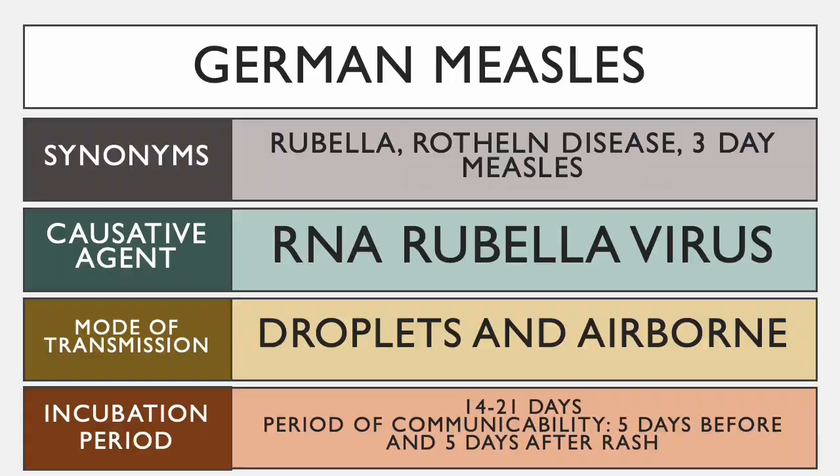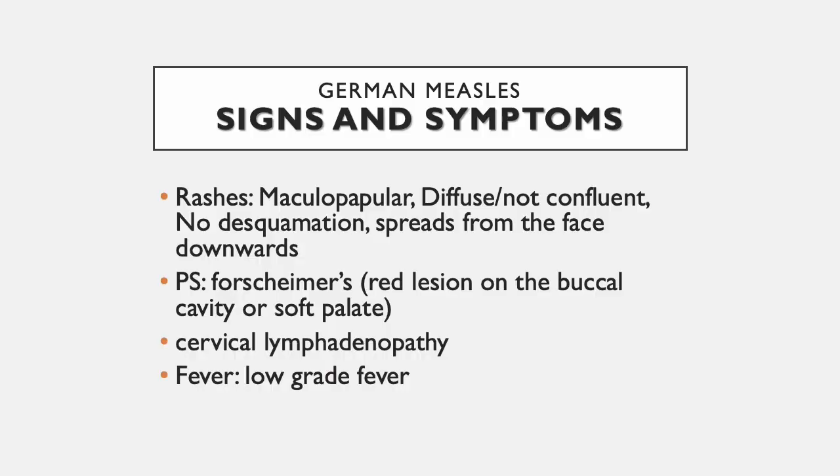Okay? So, the signs and symptoms of measles would include, it's quite the same as measles, pero ang differences nila, okay, pareho silang maculopapular, pero ang German measles, diffuse siya, kalat siya. It's not confluent, di siya sanib-sanib, kalat siya. There is also no desquamation, so wala siyang parang dryness, yung parang nagpipeel off, hindi rin. But the same, it's still cephalocaudal. So it spreads from the face downwards.